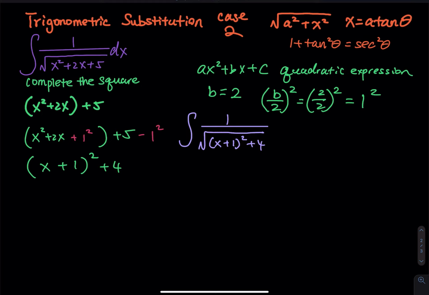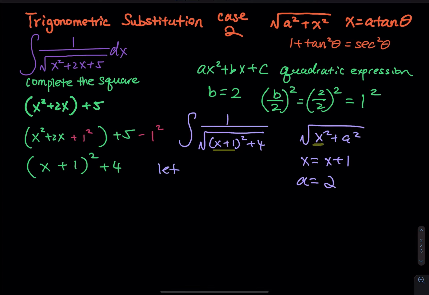And then the x plus 1 is just a variable. So this one we are using x squared plus a squared, right? Now follow me. The x plus 1 is just equal to x. So x is now x plus 1, and then a is equal to 2. We will treat the x as x plus 1 and the constant is equal to 2. And then we are going to let x equal a times tangent theta, right?